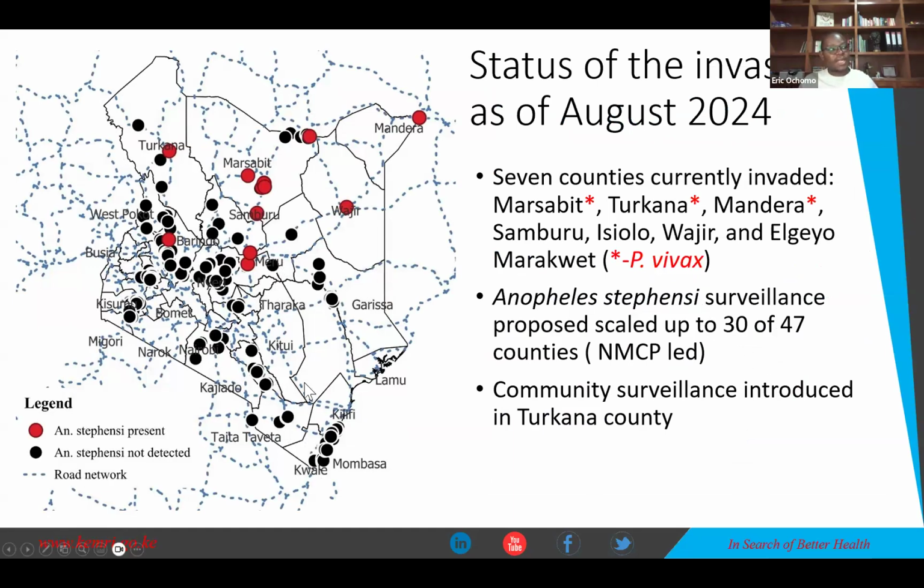The one thing I'd like to highlight here is that some of them, the ones that have the asterisks, Marsabit, Turkana, and Mandera, have also coincidentally reported cases of vivax, which we never used to; they were not reported before. Now, this is one of those questions where we don't know whether it is actually because of stephensi that we're now seeing vivax, or whether the improvement in data capture has now led us to be able to identify the presence of vivax. But this is something that we're hoping over time we'll be able to dissociate a lot more clearly.